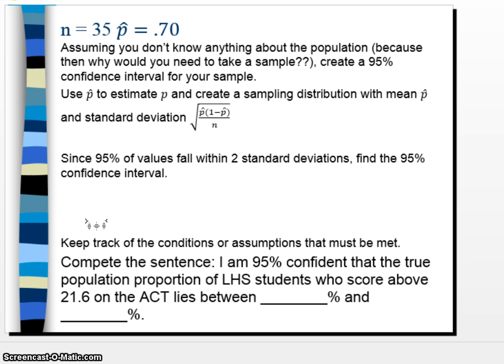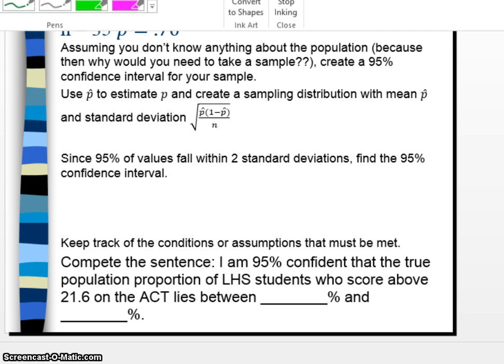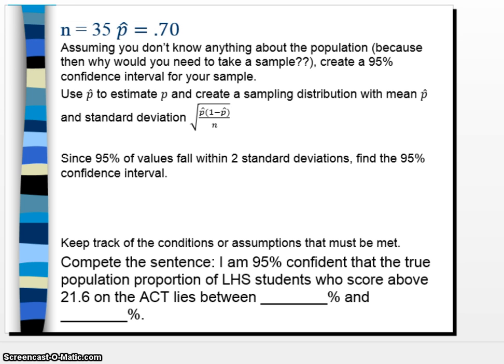Since we don't know anything about p, we're going to use p hat here. So we're going to find the standard deviation of p hat of our sampling distribution, but we're going to estimate it using p hat. So we're going to do 0.7 times 0.3 over, not n, over 35, square rooted. And we get 0.077.